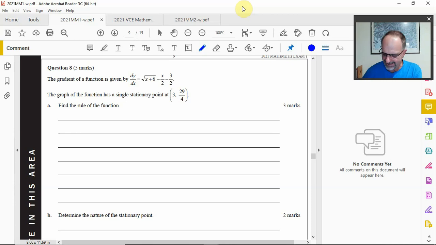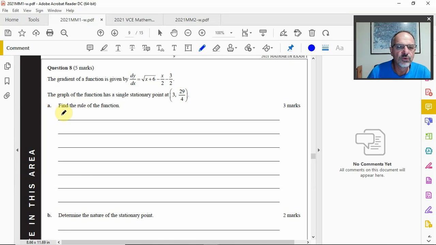Okay, question 8. So we're given a derivative, so the gradient function dy/dx, and there it is. And we're told the graph of this particular function has a stationary point at (3, 29/4). All right, so we've got to find the rule of the function.